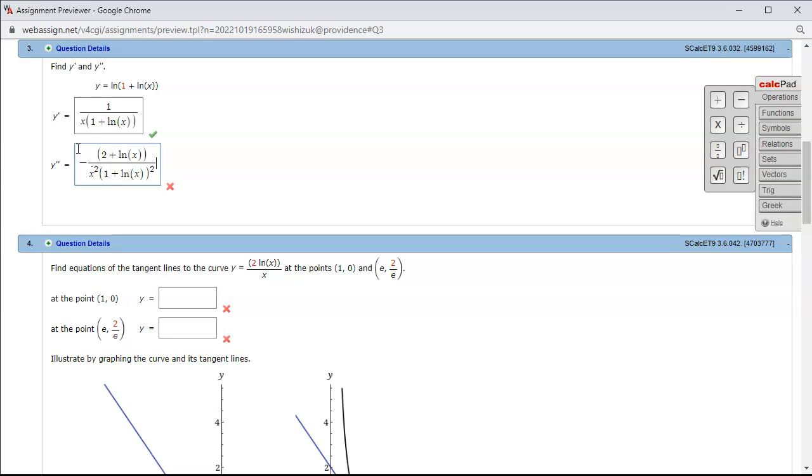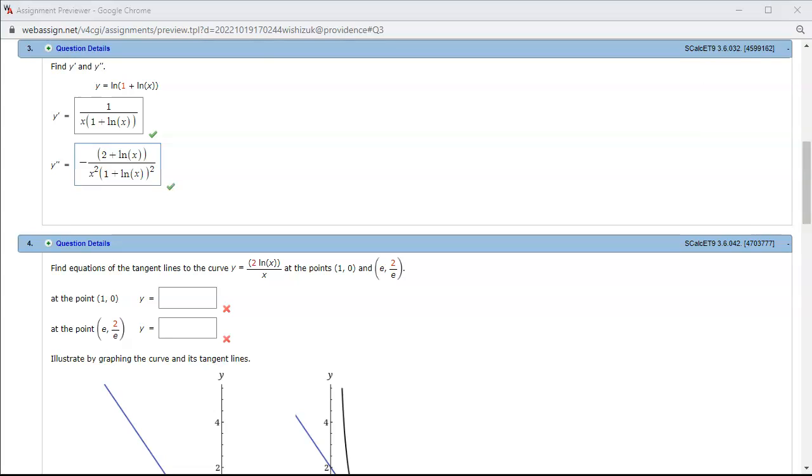So it's just a simple application of the quotient rule. All right, let's check the answer. I came back and it looks like we got both derivatives correctly. All right, that's it. I hope that this was clear.